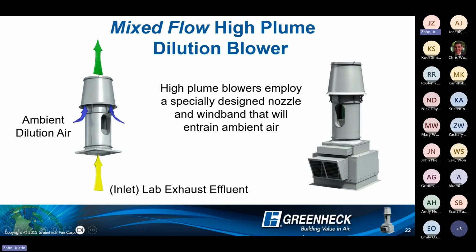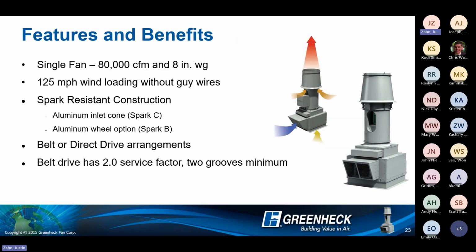Moving on here now. So now we'll talk about the more typical laboratory exhaust fan that you see in the industry. It's going to be the mixed flow, high plume dilution blower type fan. These are the fans that people associate laboratories with the most, I would say. Definitely built for bigger jobs, so capable of doing right around 80,000 CFM up to about 8 inches of pressure. Still 125 mile an hour wind load rating without guy wires. Spark C and Spark B options when it comes to these types of fans. We cannot offer Spark A on our laboratory fans, but Spark C and Spark B can come as standard, easily selectable in our selection program. You have your belt or direct drive arrangements, which we'll get into here in a little bit.